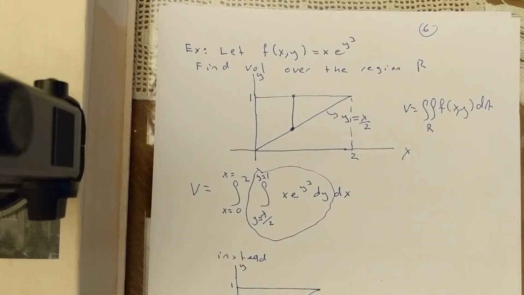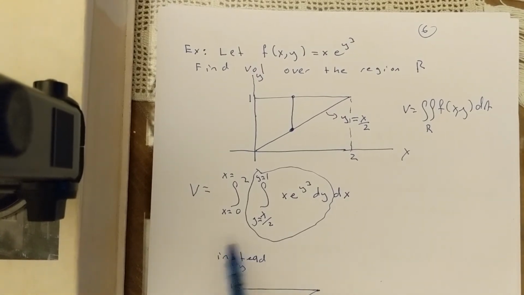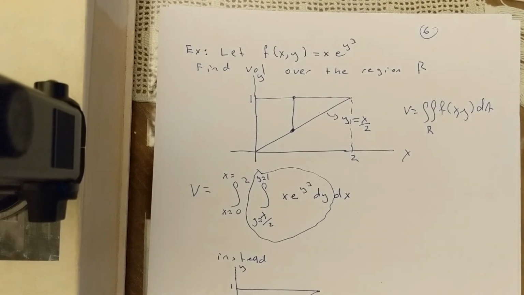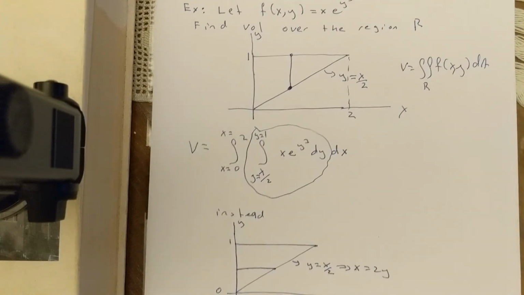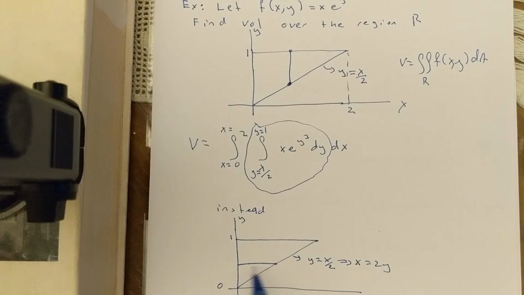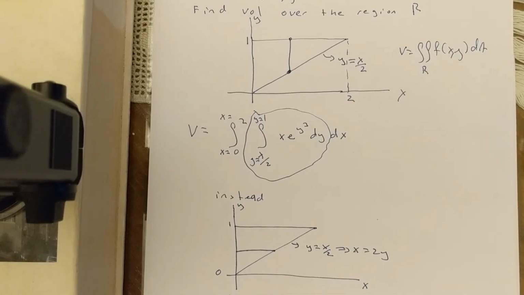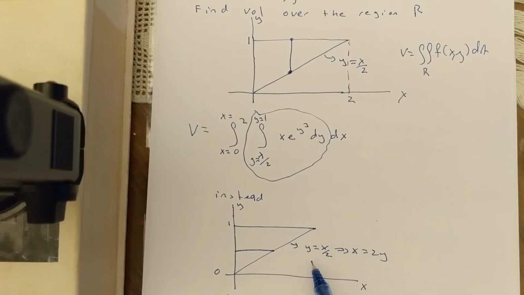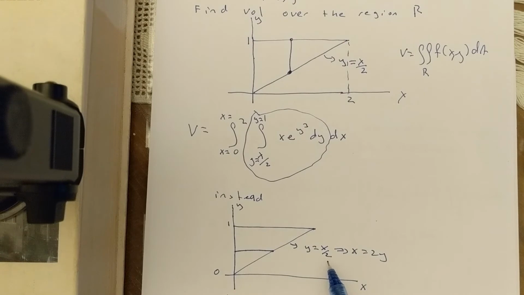Then I get this idea. When somebody gives me a double integral like this, and I have no idea how to do it, it's so hard, why don't I just look at the region again, and instead of doing a vertical element, let me do a horizontal element. So I got the same region again, y equals x over 2, but I'm going to write everything in terms of y now. When y is equal to x over 2, that means x is equal to 2y.